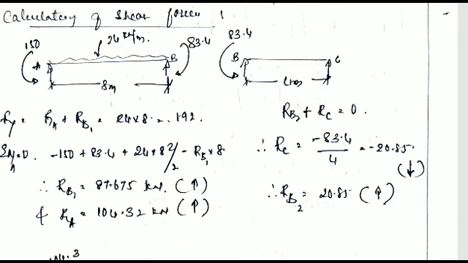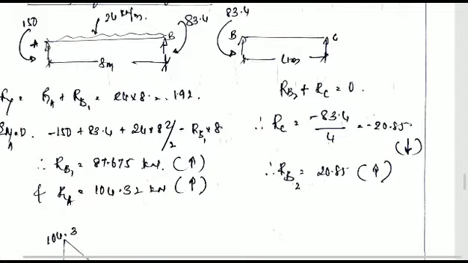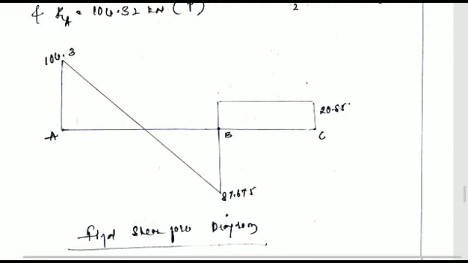Once you know the reactions at A, B and C, we can draw the shear force diagram here. At A joint, draw the datum line ABC. At A joint, we know that a load of 104 is moving upward. We have shown it. A straight line is drawn up to 104.3. From there, up to B joint, the UDL drops down 24 into 8, that is minus 192.